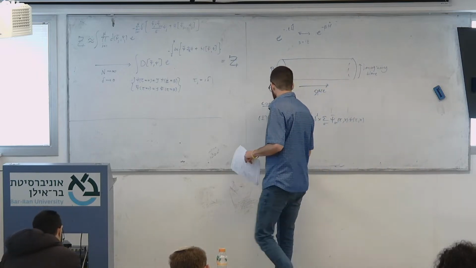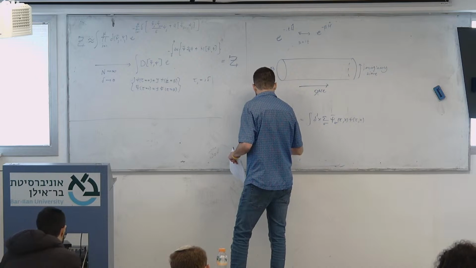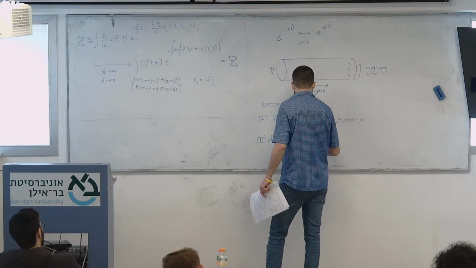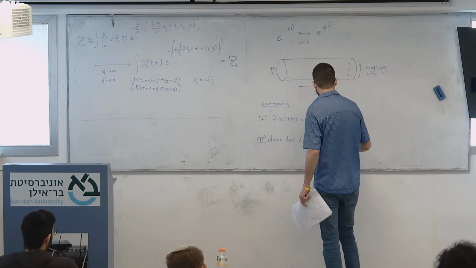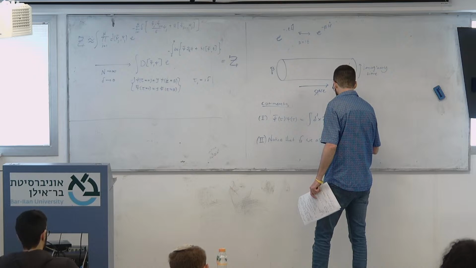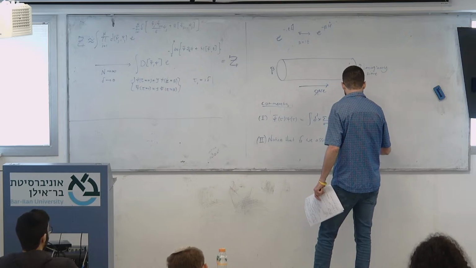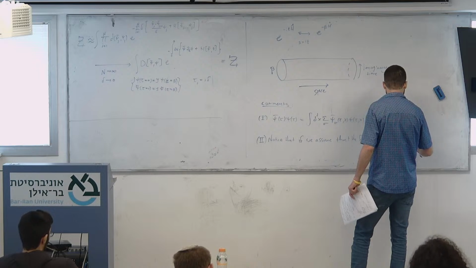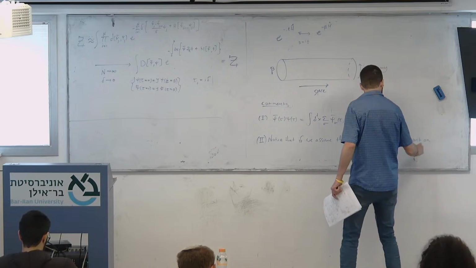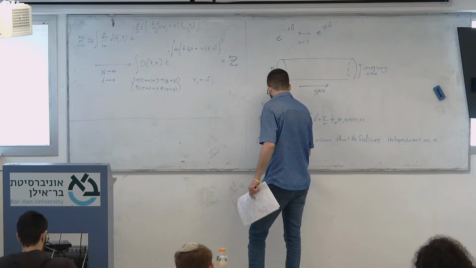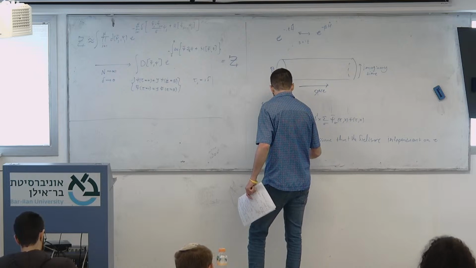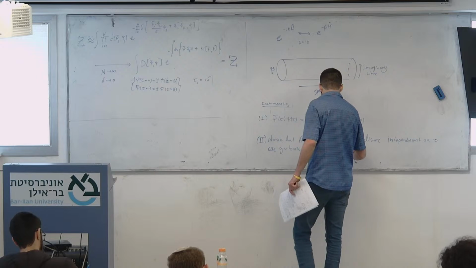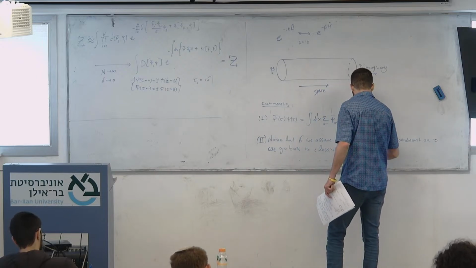Okay, the second comment I want to make, notice that if we assume that the fields are independent of tau, we go back to classical statistical mechanics.